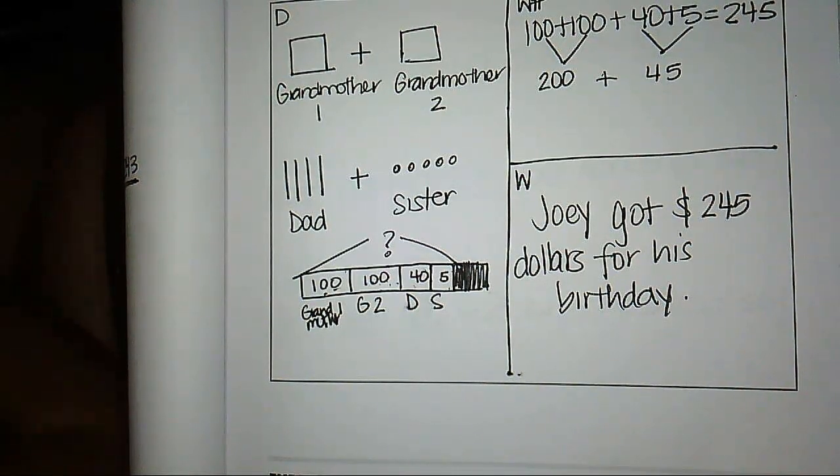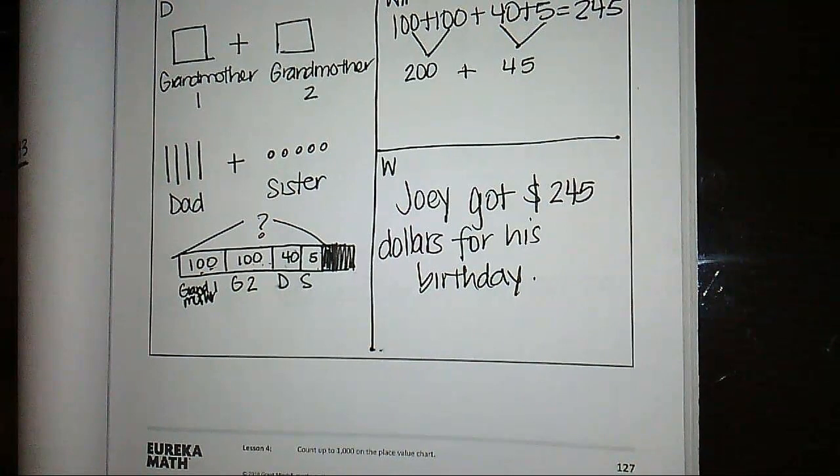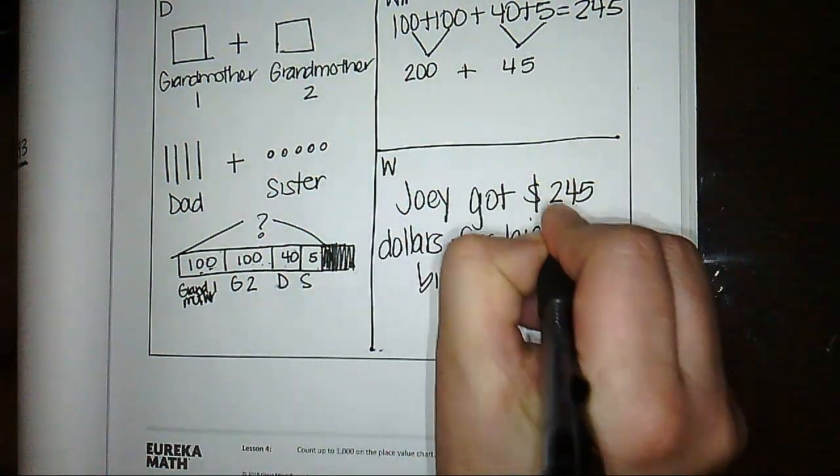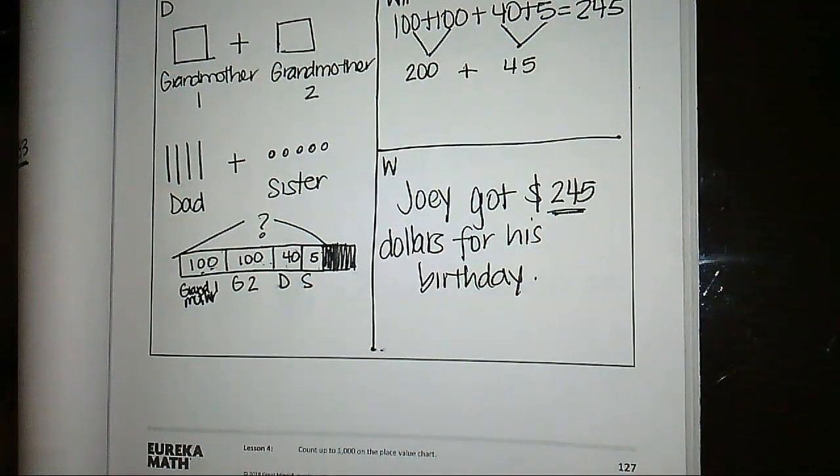Now, boys and girls, I really want you to think about this. What does counting money remind you of? Yes, counting money is like counting hundreds, tens, and ones. So let's look at the number 245. How many units are in 245? Tell me how many hundreds? Yes, 2. Tell me how many tens? Yes, 4. And tell me how many ones? Yes, 5. Very well done.